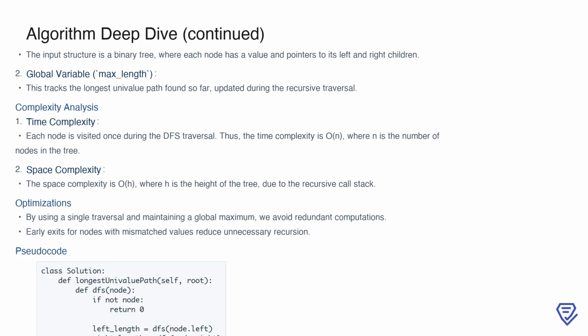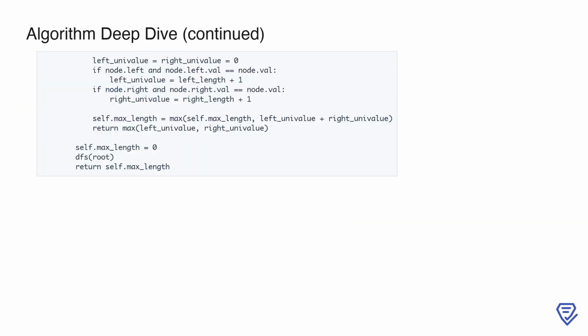at most h levels. To further optimize the solution, we minimize redundant computations by using a single traversal and updating the global maximum only when necessary. Additionally, early exits for nodes that do not contribute to a Univalue path help reduce unnecessary recursion, making the algorithm more efficient. The pseudocode for the solution consolidates all these steps.